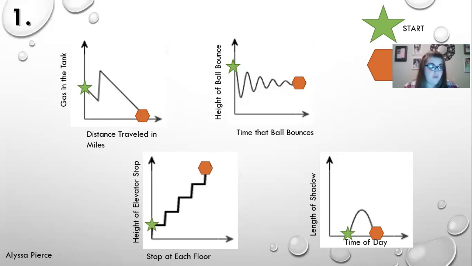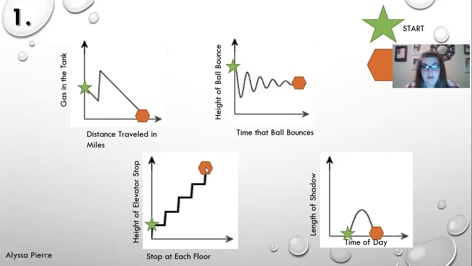For part B, we are to show a graph of an elevator stopping on the floor. This represents the height of the elevator, and this is the stop at each floor. As you can see, it looks like stairs. You're going up a floor, stopping, going up a floor, stopping, and so on and so forth until you finally reach that top point.